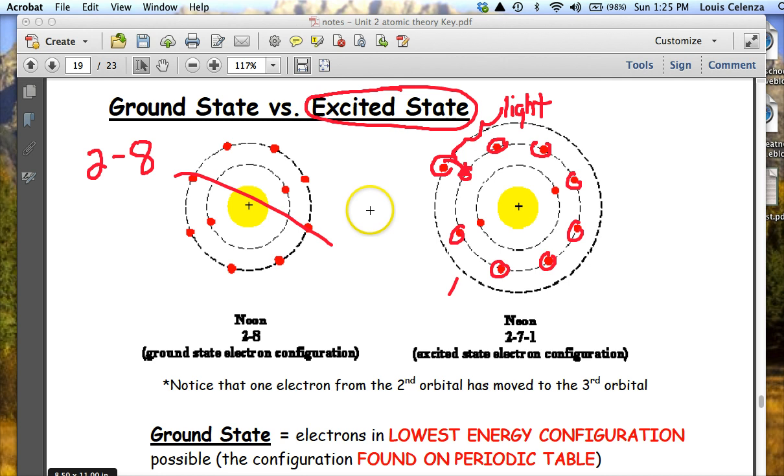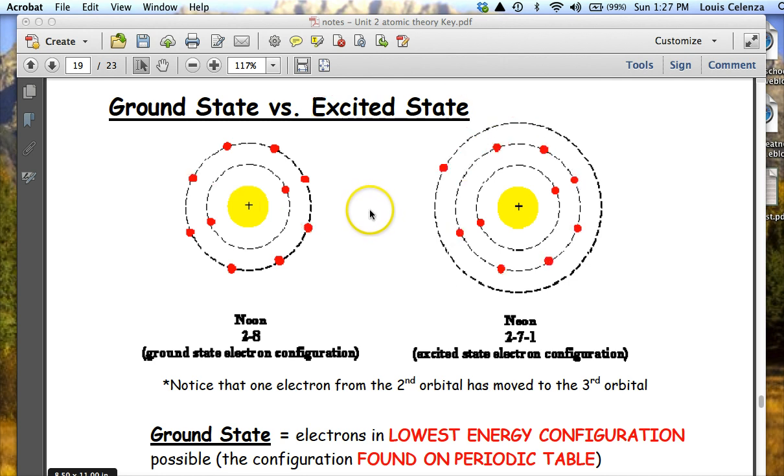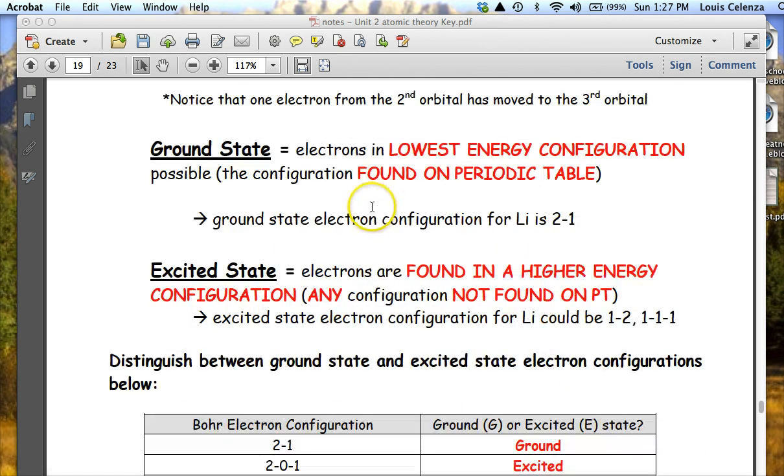So let's take a look at a little bit more detail here. And this is just giving you definitions. I don't really think that you need to know the definition for excited state versus ground state, but you need to be able to recognize when something is in the ground state versus the excited state. So basically, when an element's electron configuration is exactly as it is on the periodic table, it's in the ground state. So for example, that's what lithium normally looks like.